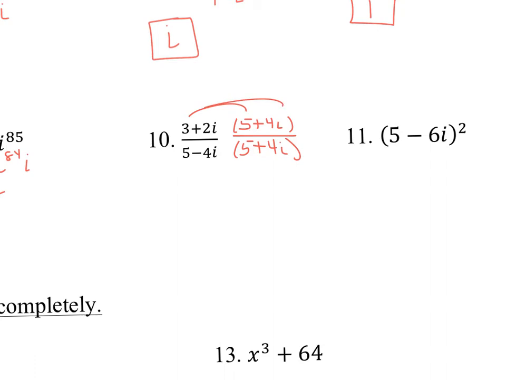So 3 times 5 is 15. 3 times 4i is 12i. 2i times 5 is 10i. And 2i times 4i is 8i squared. And I know i squared makes negative 1, so I'm just going to change that. And now I'm going to clean up the bottom.